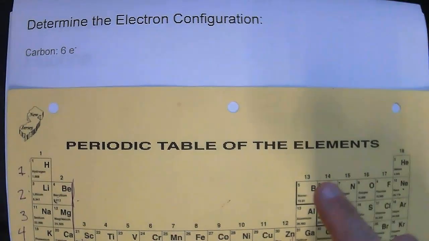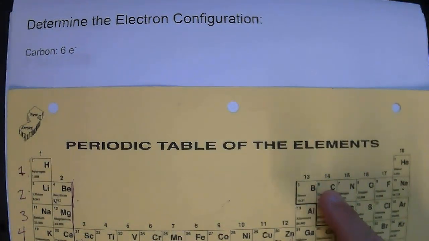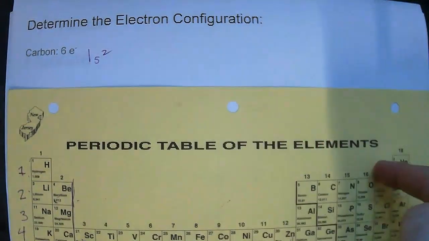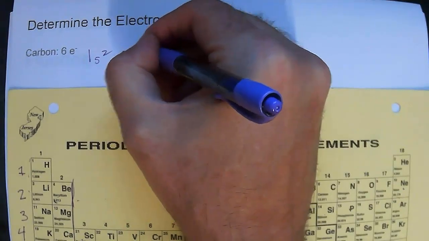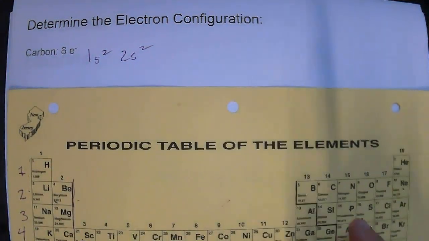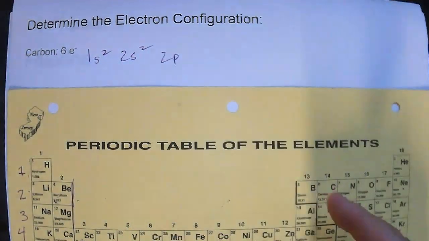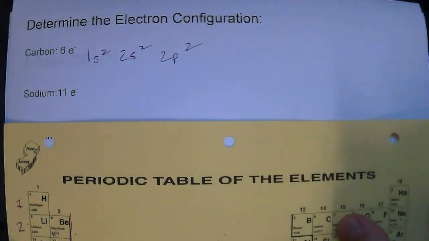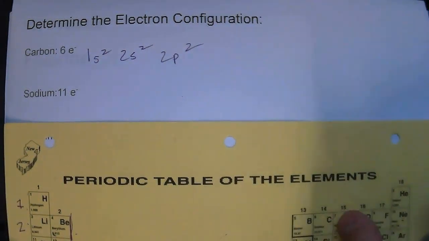For carbon, it's here, so we're going to figure this out. It's going to be 1s2, 2s2, and then we make the big leap over here to 2p, 1, 2, that puts us in there.